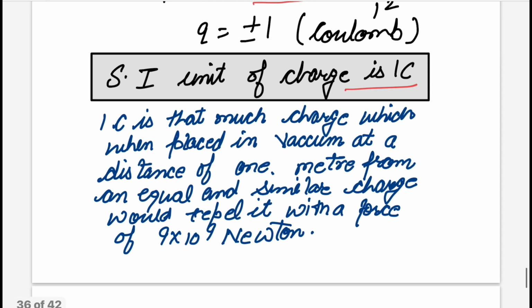So 1 Coulomb can be defined as the value of the charge when they are placed in vacuum at a distance of 1 meter from each other and they are repelling each other with the force of 9 into 10 raised to power 9 Newton, right? So 1 Coulomb is that much charge which will repel each other with the force of 9 into 10 raised to power 9 Newton. The condition is that they are placed in vacuum and the distance between them is 1 meter.